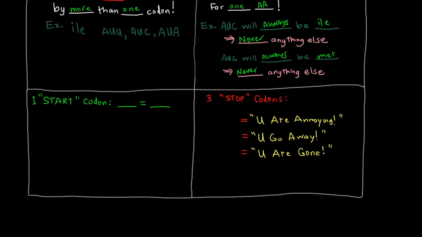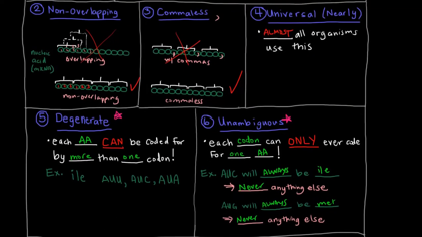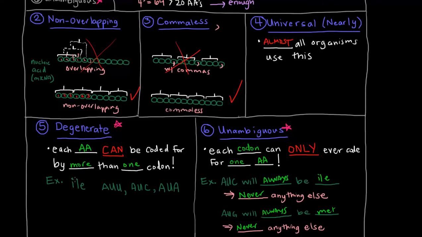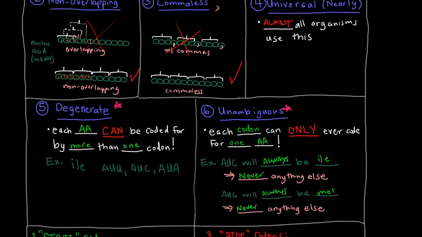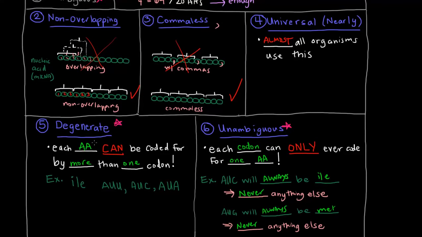But degeneracy: if I tell you that you have isoleucine, what's the codon? Well, you don't really know, right? It could be AUU, AUC, or AUA. That's the idea behind it being degenerate. So the code is degenerate, but unambiguous. If you know the codon, you know the amino acid. But just because you know the amino acid doesn't mean you necessarily know the codon. That's the idea between these two.